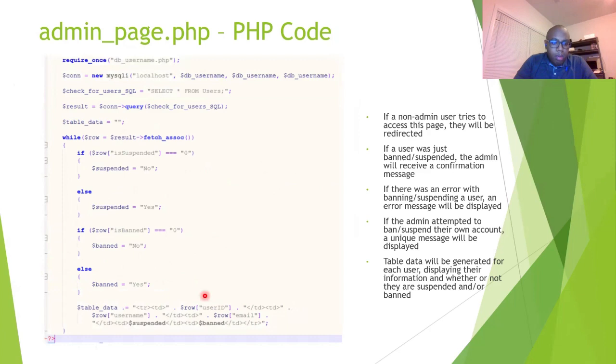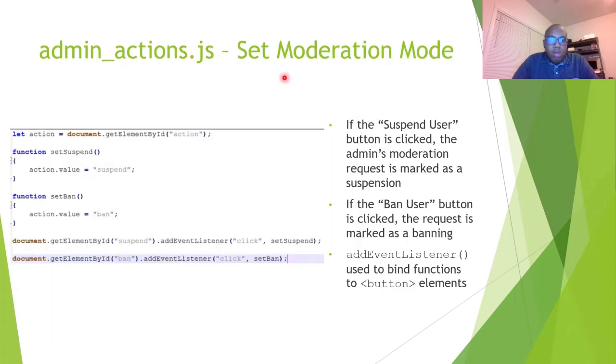As for the table, data is generated for each user, displaying their information, as well as whether or not they're suspended and/or banned. The moderation of users is in part facilitated by the admin actions.js file, which sets the moderation mode. If the suspend user button is clicked, the admin's moderation request is marked as a suspension. However, if the ban user button is clicked, the request is marked as a banning. Once again, the add event listener JavaScript function is used to bind these functions to the button elements.